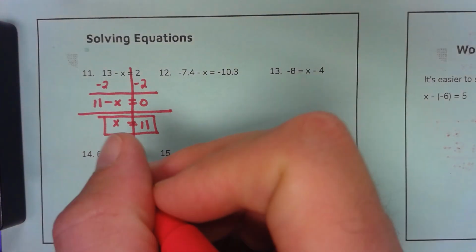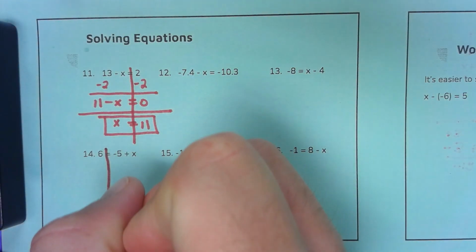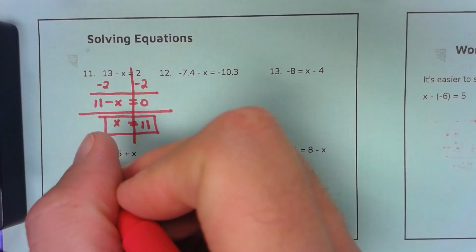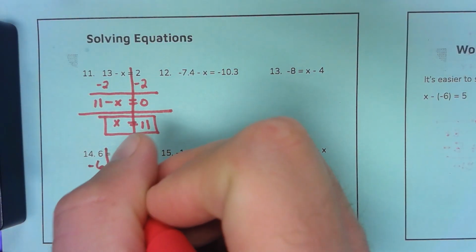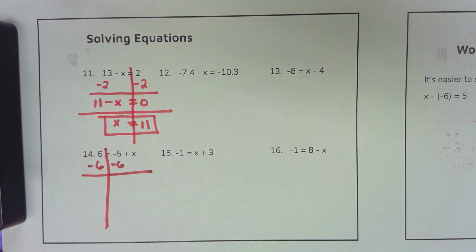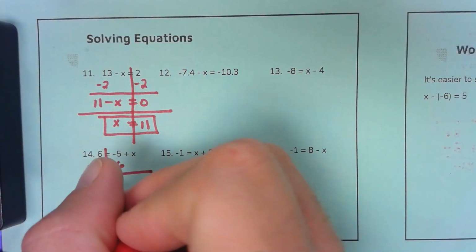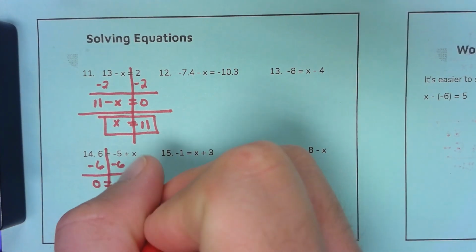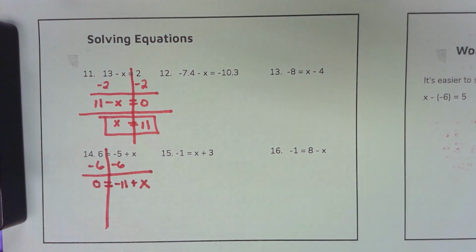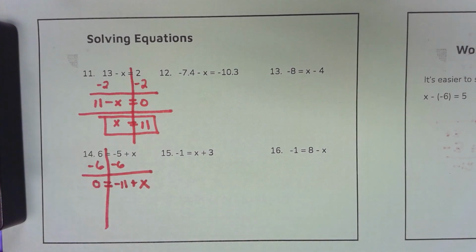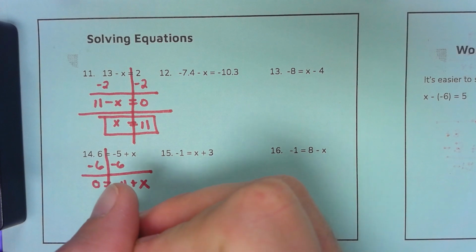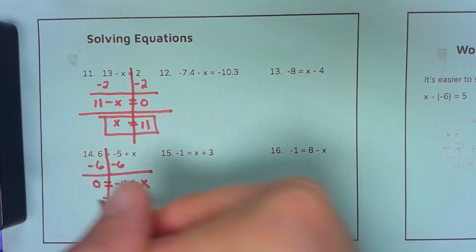So let's do 14 just to deal with having the x on the other side. Now we're going to get our left side to be 0. So I'm going to subtract 6 from both sides. So that gets the left side to be 0. Then negative 5 minus 6 is negative 11 plus x. And so now I'm thinking about a negative 11 plus what is 0. And that'd be positive 11.